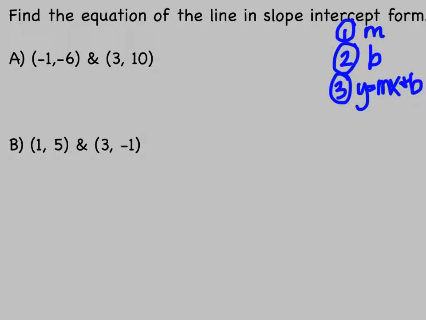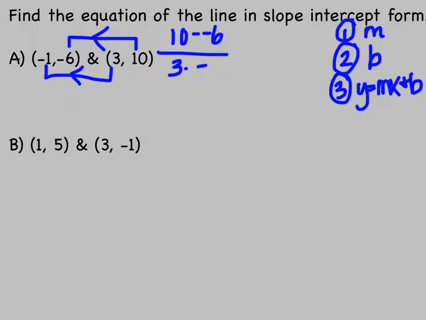So, first step, find the slope of the ordered pairs. I'd make my bridges. This will be 10 minus -6 over 3 minus -1. 10 plus 6 is going to give me 16 over 4, which just turns out to be a slope of 4. Then I'm dealing with y equals 4x plus b.